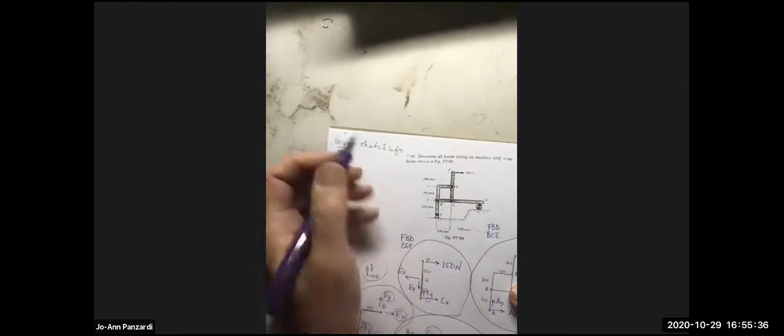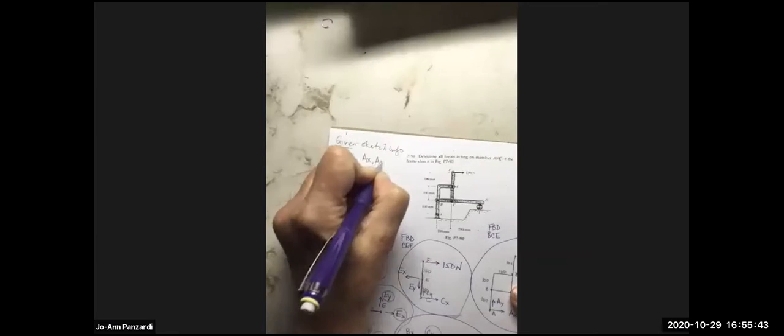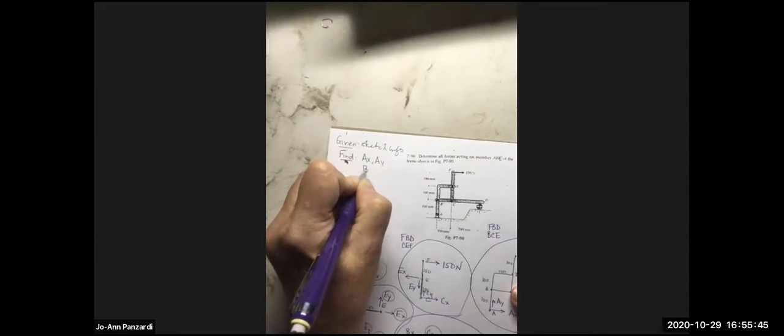So let's look at ABE. There are no 2-force members in this problem. So Jordan, what do I need to find? AX and AY. What else? BX and BY, and EX and EY.